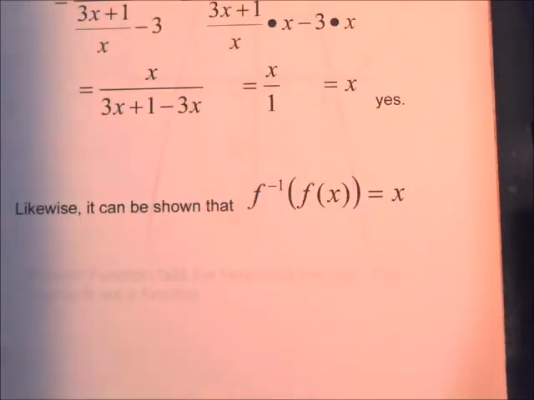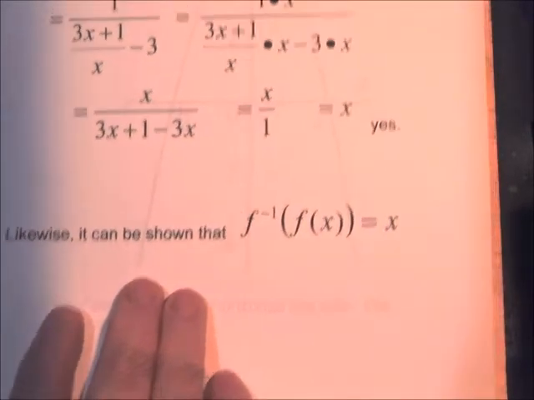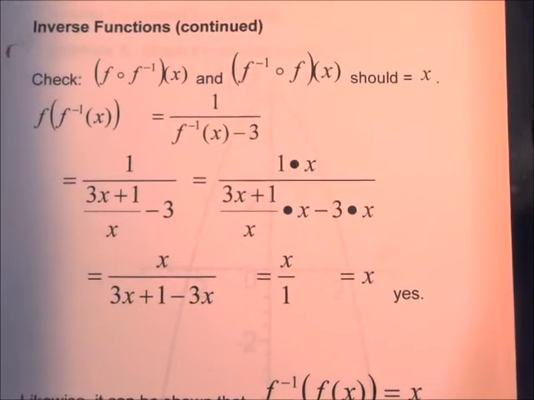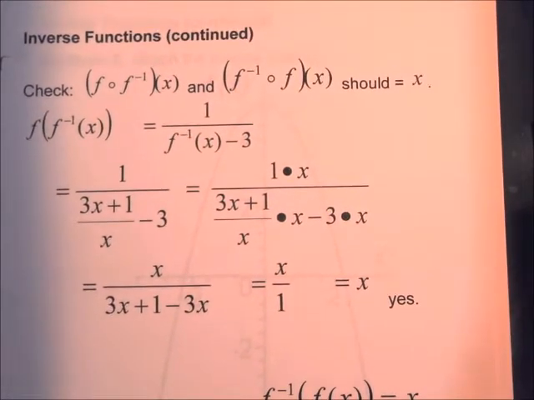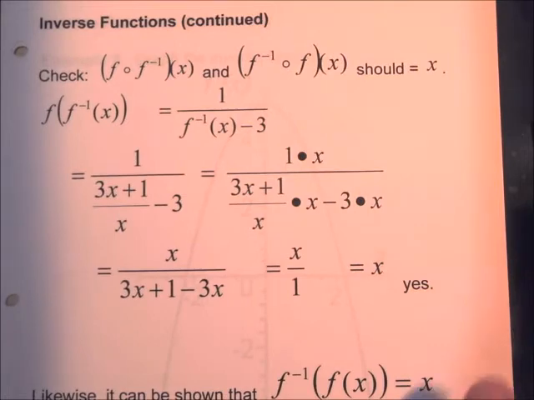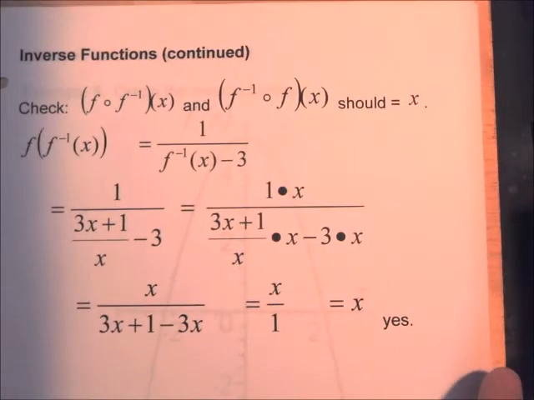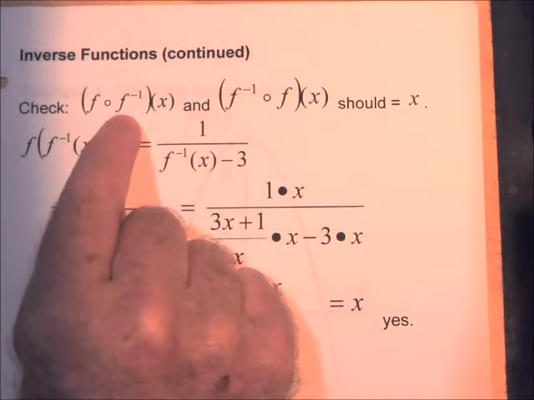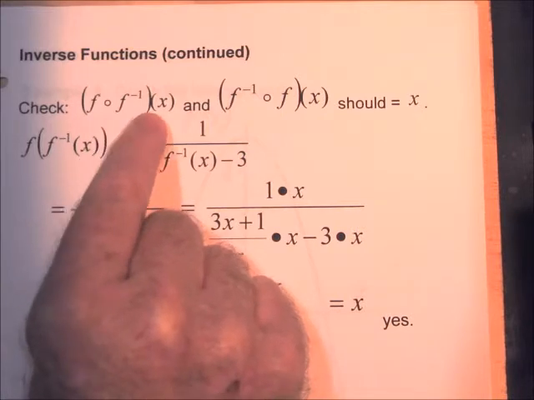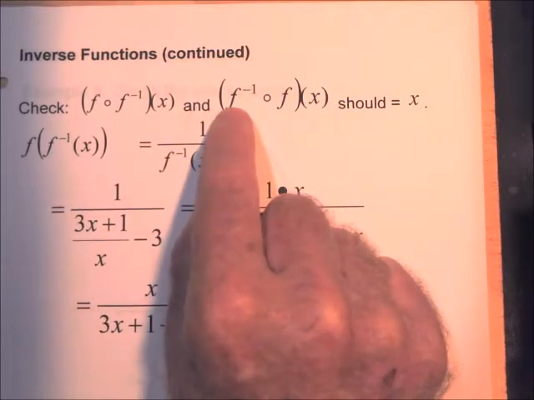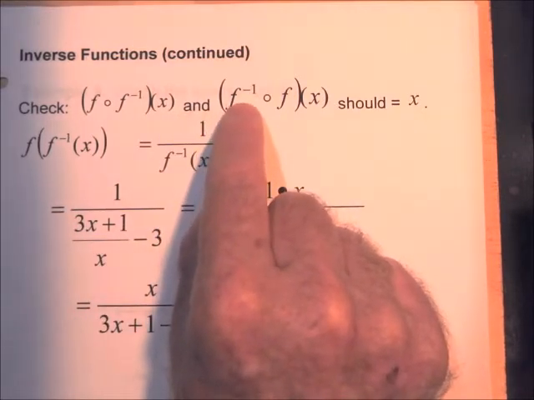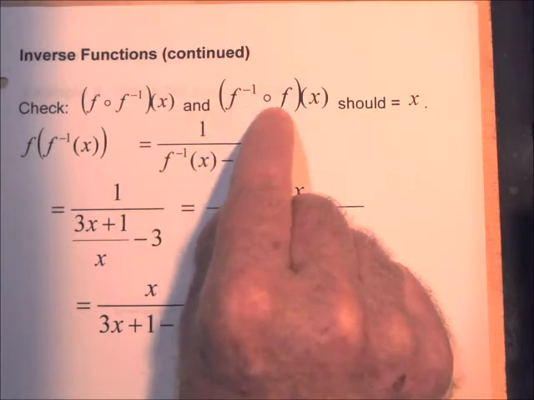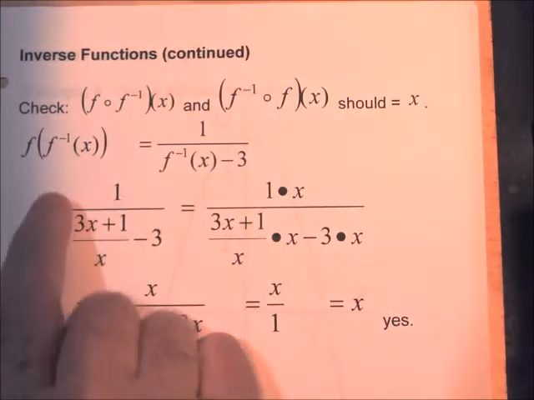Okay, so one of the properties of inverse functions is that if you compose a function with its inverse, you should get back just the identity function x. So I'll show f composed with f inverse is equal to x, but you can also show that f inverse composed with f is equal to x.